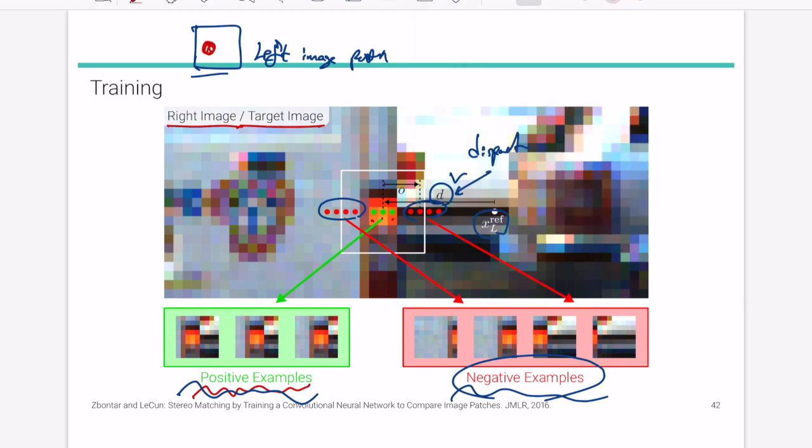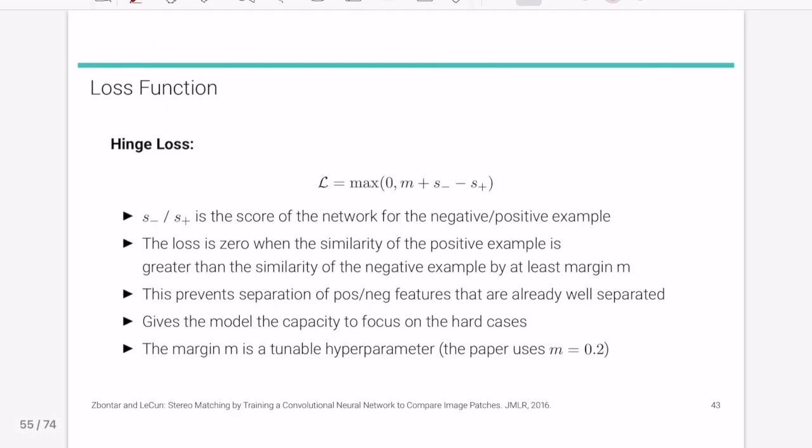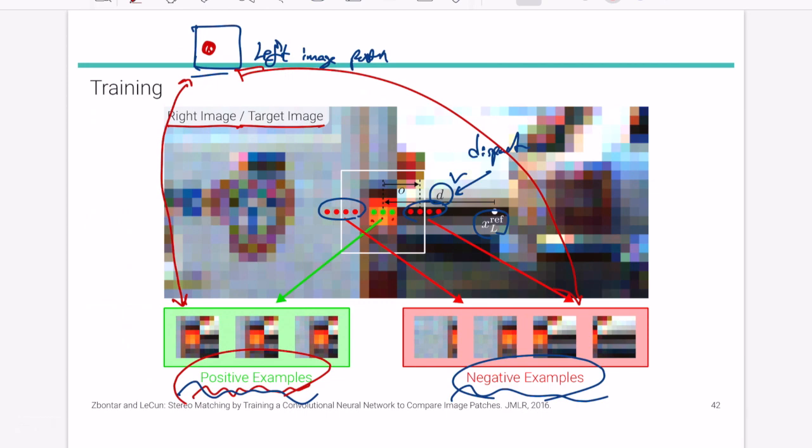So during the training, given a left patch, it should be similar to the positive example. We have to train a model to make the left patch and right positive patch pull, while the left image patch and negative example patches push each other. Pull and push. So this is a kind of patch similarity learning problem. So these are the training samples.